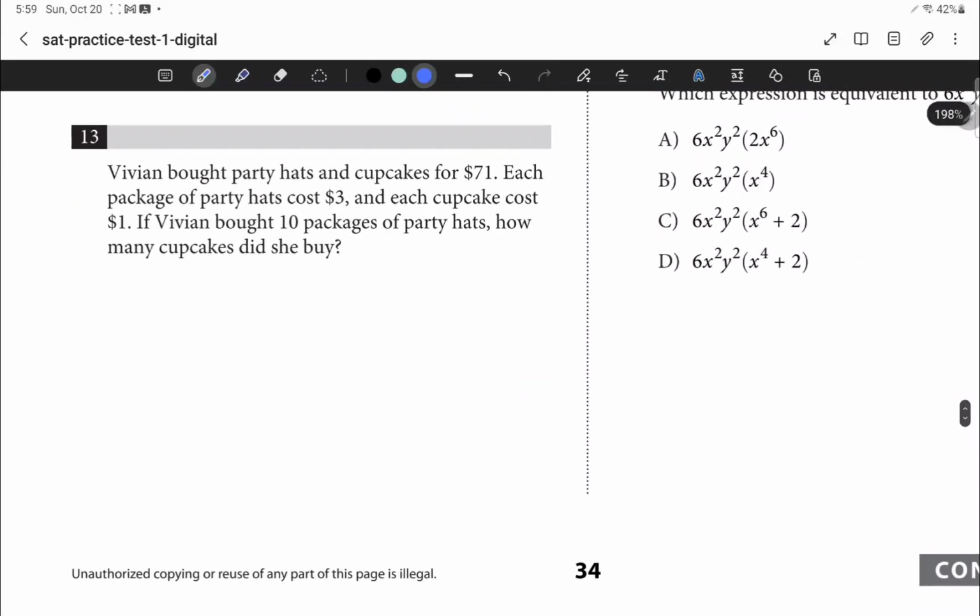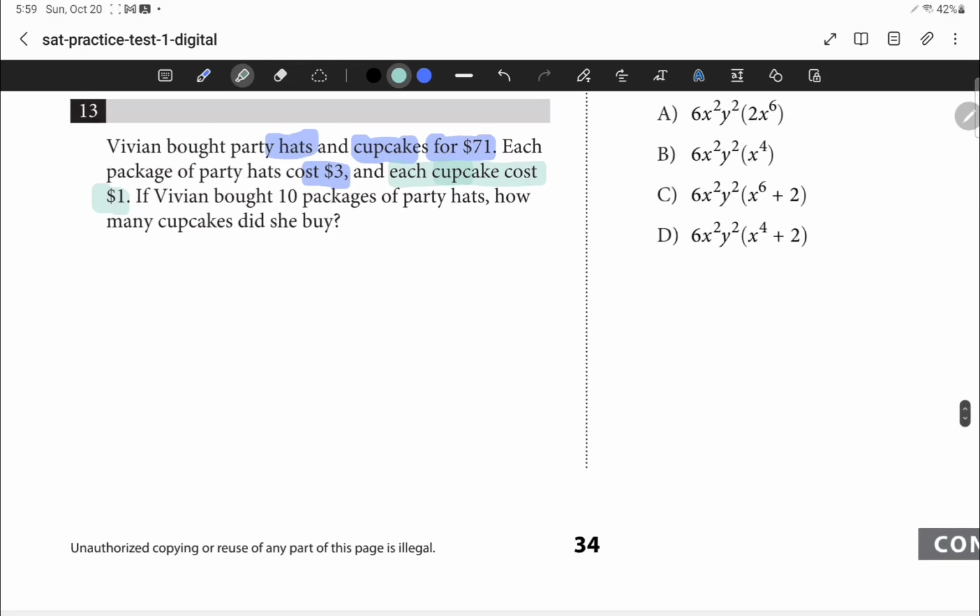Now, Vivian bought party hats and cupcakes for $71. So let's highlight $71, and she got cupcakes and hats. Each package of party hats costs $3. Cupcakes are going to cost you $1 for each cupcake. Now, if Vivian bought 10 packages of party hats, how many cupcakes did she buy?